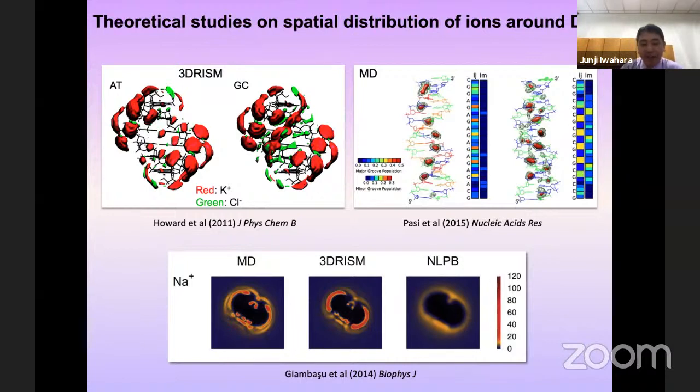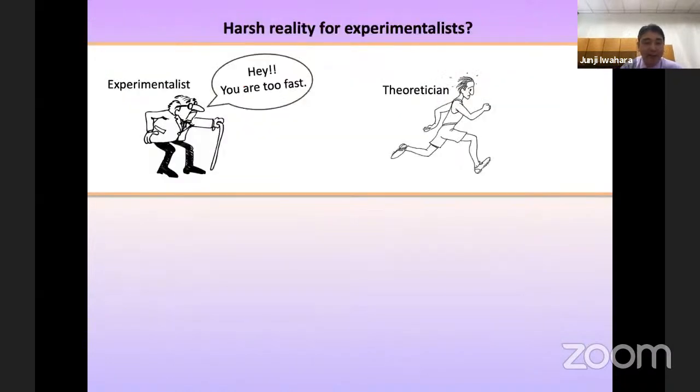Given this kind of results, of course, we have a question. What is the really realistic view? I mean, what is more realistic distribution for the ions around nucleic acid or proteins? Of course, to answer the question, we have to use experimental data. But when such experimental examination is quite difficult, we experimentalists feel like this. We are far behind theoreticians.